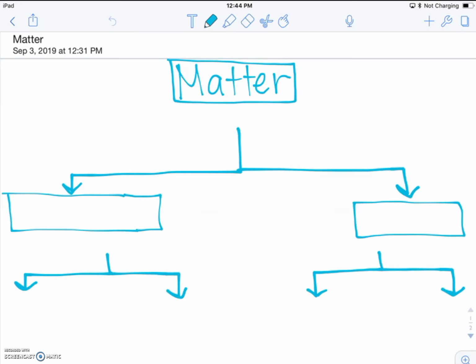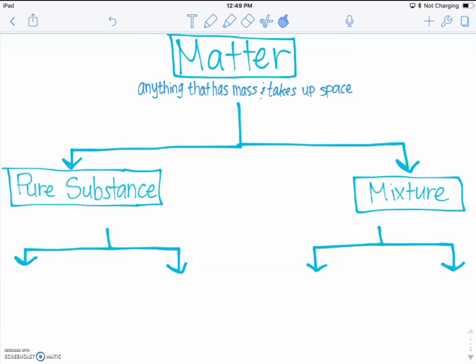And matter, of course, can be broken down into many subsections. I have a general outline going on the screen right now. And I'm going to just take a minute to fill in what is matter and what is the first breakdown, and then we'll talk through that. First up is the important definition of what matter is, and that is anything that has mass and takes up space. So pretty much anything you can think of is made up of matter.